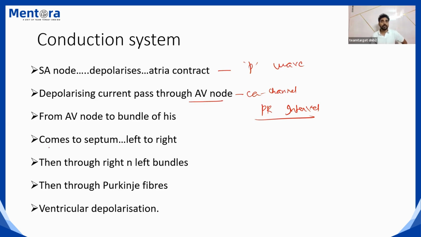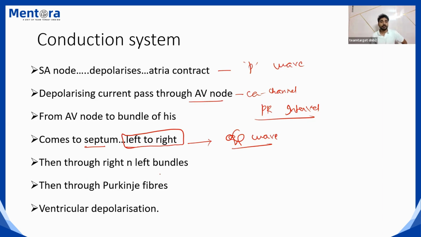Right? Fine. Now from the AV node it goes to the bundle of His. From the bundle of His it comes to the septum. In the septum it always goes from left to right. This is again one more important crucial point. The septum always depolarizes from left to right, and this is represented in your ECG as your Q wave.